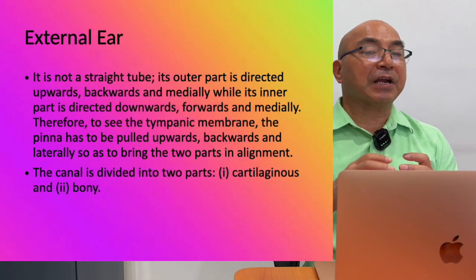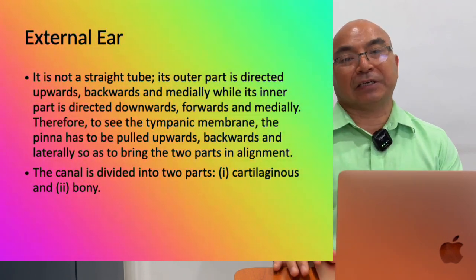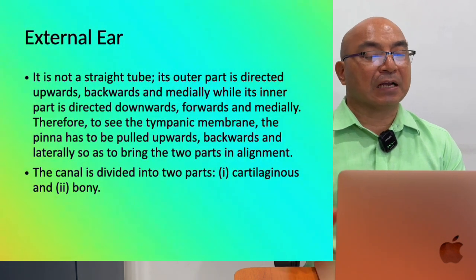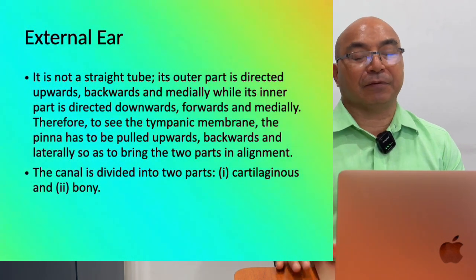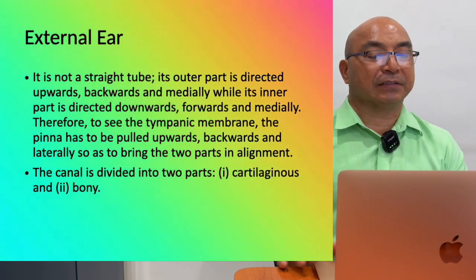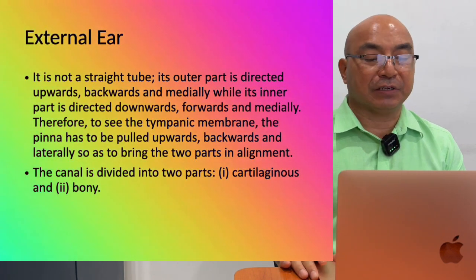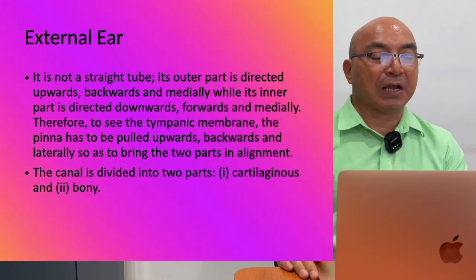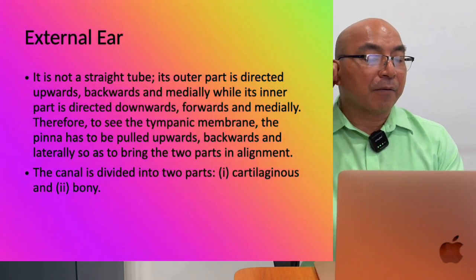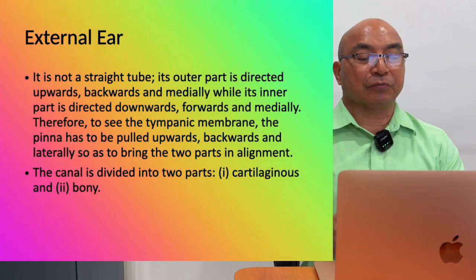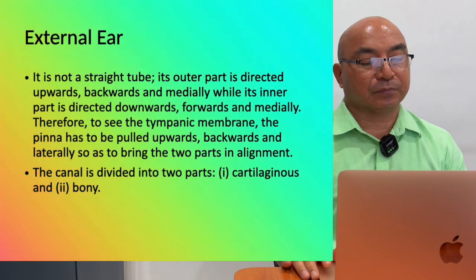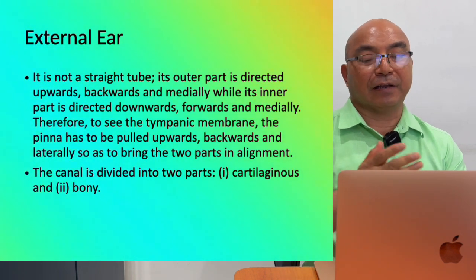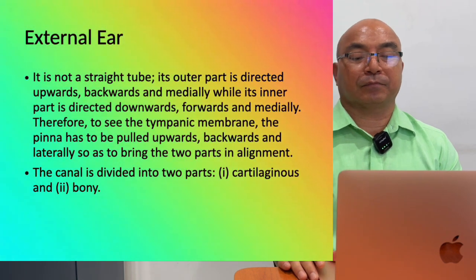It is not a straight tube. The external auditory canal is not a straight tube. Its outer part is directed upwards, backwards, and medially, while its inner part is directed downwards, forwards, and medially. Therefore, to see the tympanic membrane, the pinna has to be pulled upward, backward, and laterally so as to bring the two parts into alignment. The canal is divided into two parts. One is cartilaginous and the other is bony.